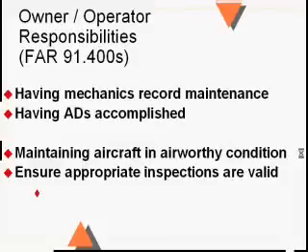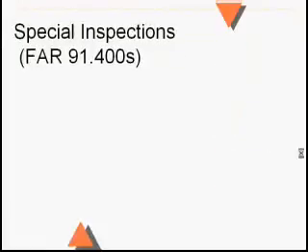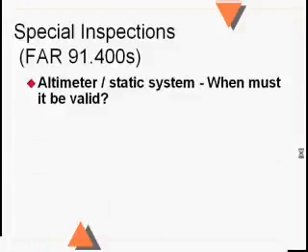And, of course, like I said, the altimeter static system inspection. Both the owner and the operator are going to be held responsible for flying the airplane unless those inspections are valid. Now, there are some special inspections, which I already covered. Altimeter static systems have to be valid whenever you're flying under instrument flight rules, even in uncontrolled airspace, even if you're not filing an IFR flight plan, which you can do if you're not in controlled airspace. You still have to have the altimeter and static system inspected within the last 24 calendar months.